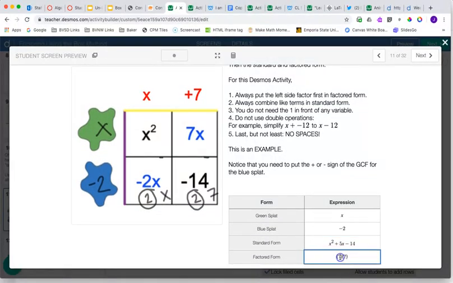Factored form, I already have the parentheses there for you, so you just need to click in and delete. You need to put the left side factor first, and then you need to put the top factor. Technically, it doesn't matter, but I couldn't figure out a way to program Desmos where it would accept both ways. So for Desmos only, you need to put the left factor and then the top factor.